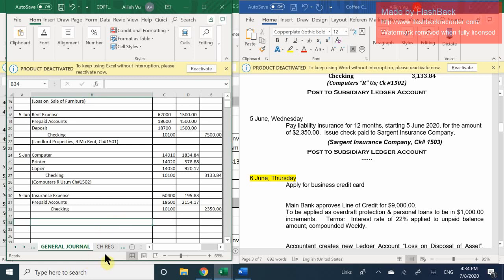Okay. Don't leave the page yet. We're not done yet. We still have to go back to the journal. Right. And the check was for 2350.